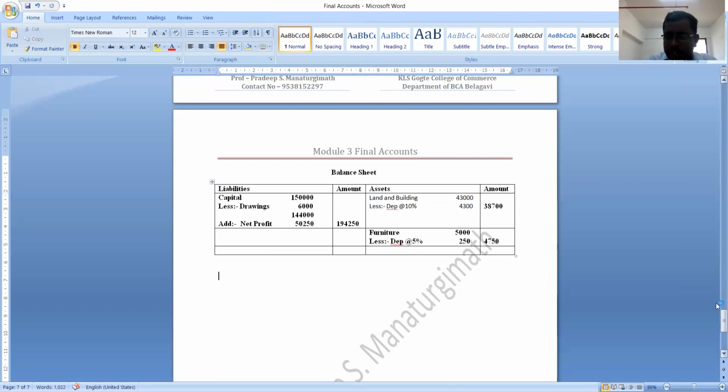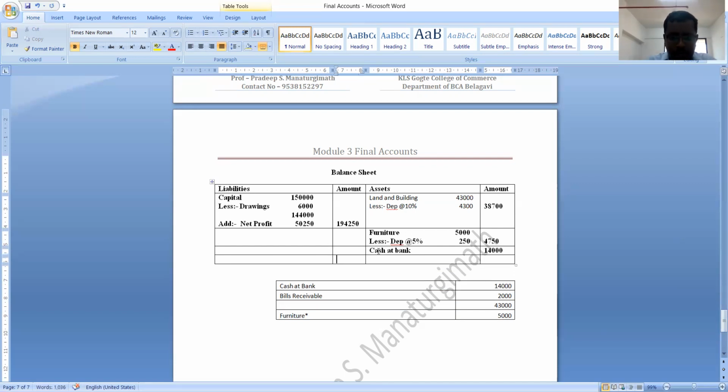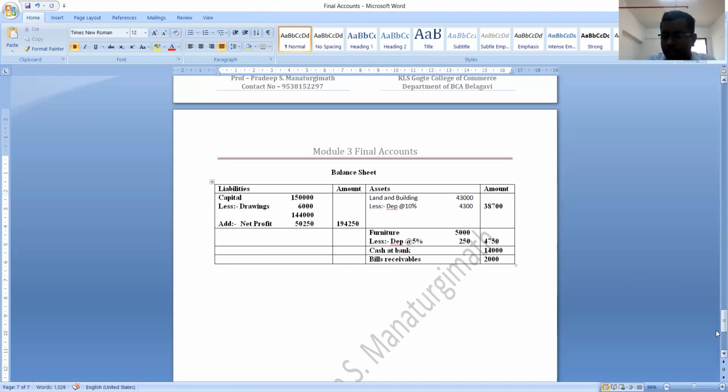Now we're done with these items. Sorry, I think we forgot to write two more items. Cash and bank balance must be recorded. So let's record cash at bank. What is the amount of cash at bank? It is rupees 14,000, right? Then the next item is bills receivable. Receivables are assets, payables are liabilities. So receivables are how much? They are rupees 2,000.